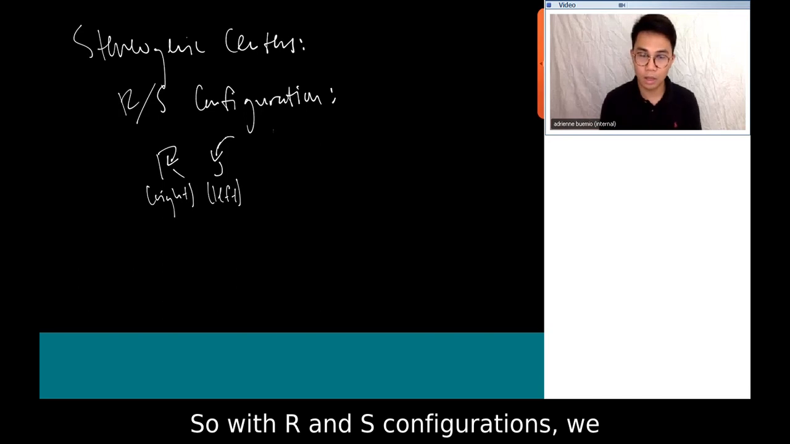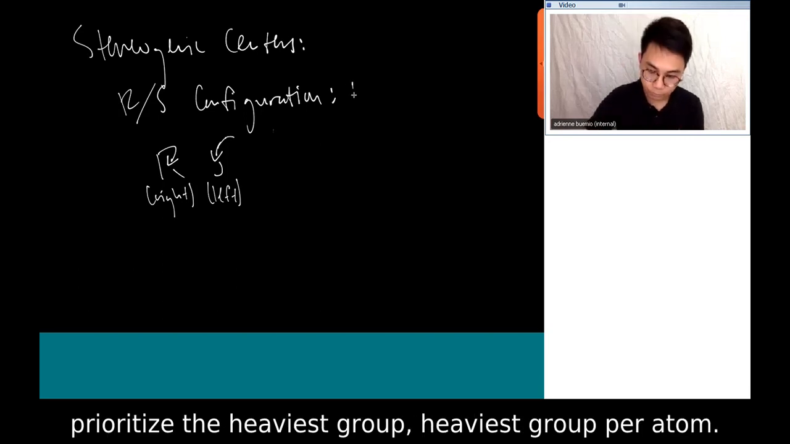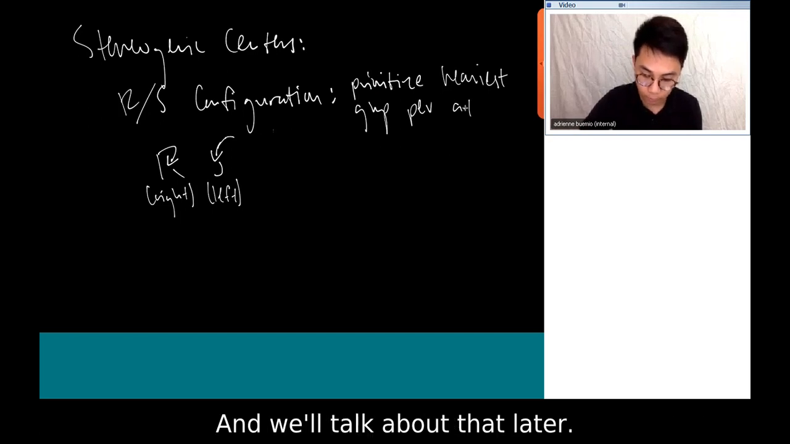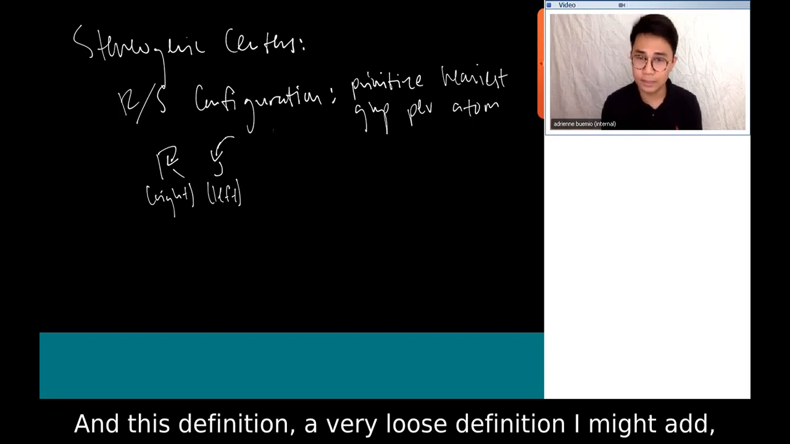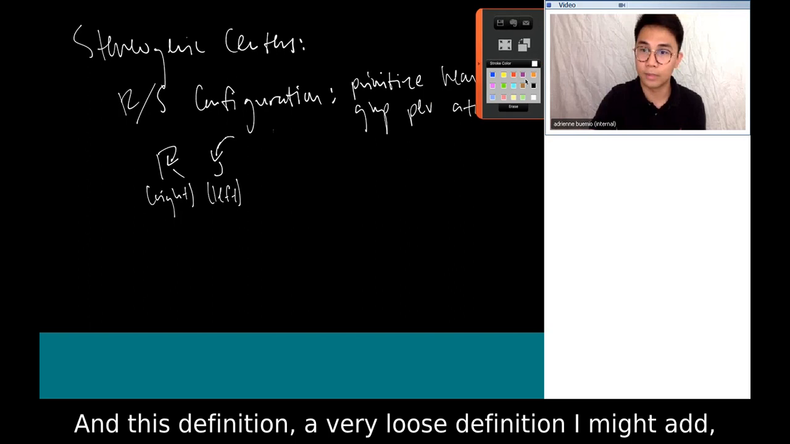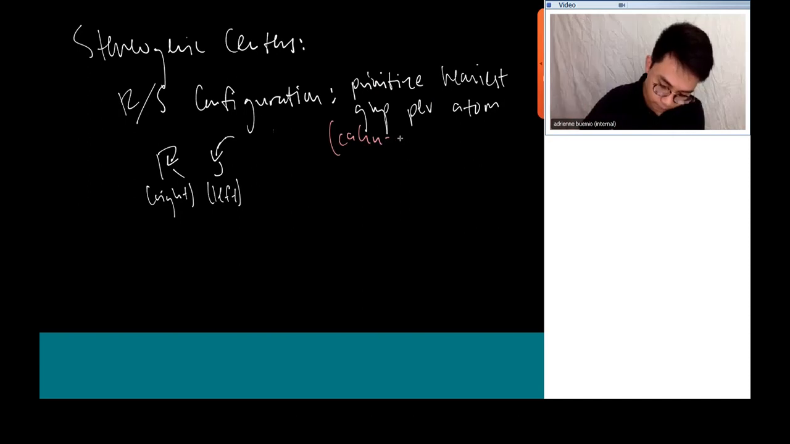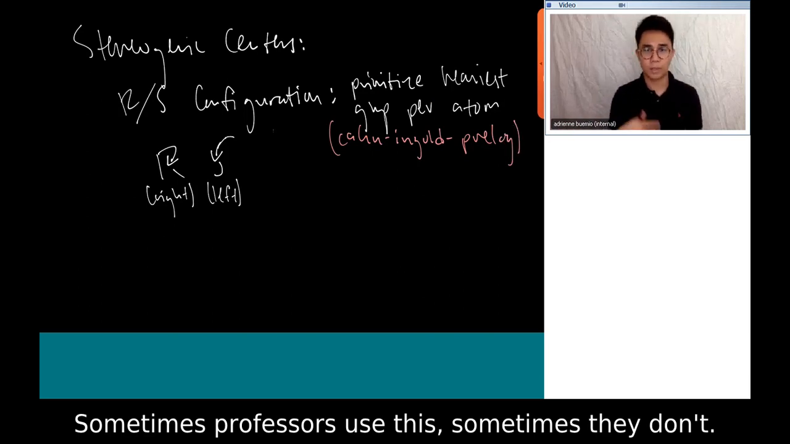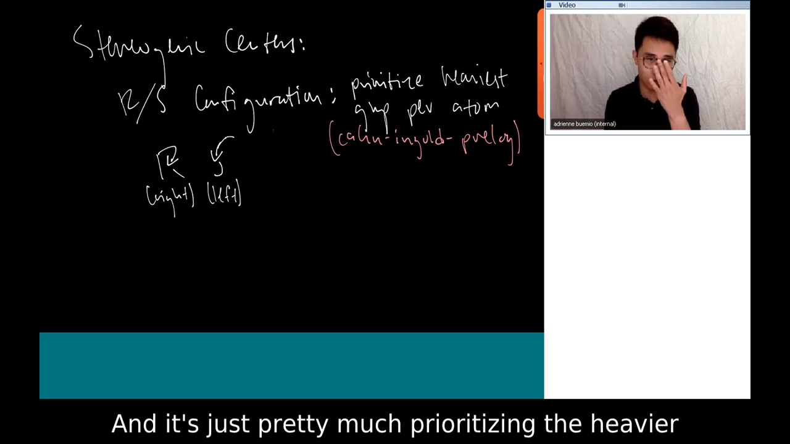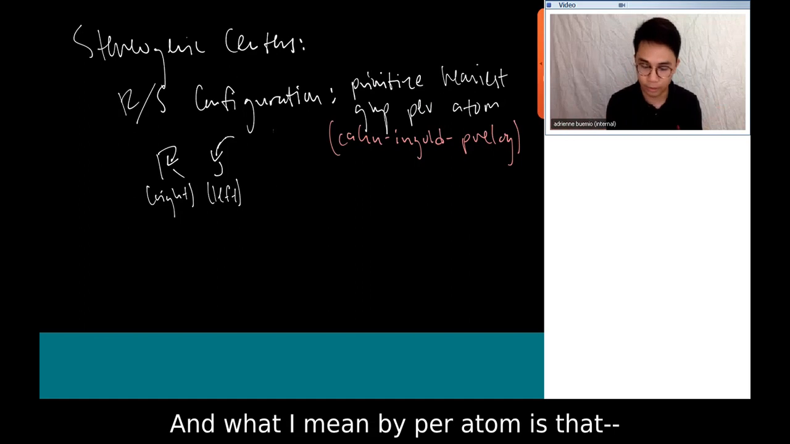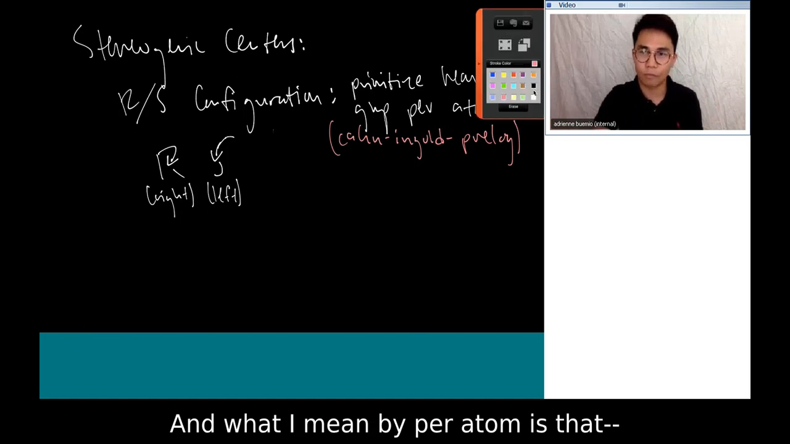So with R and S configurations, we prioritize the heaviest group per atom, and we'll talk about that later. Actually, we'll talk about that now. This, a very loose definition I might add, is called the Cahn-Ingold-Prelog rules. Sometimes professors use this, sometimes they don't, but it's pretty much prioritizing the heavier atoms per atom, right? And what I mean by per atom is, let's do an example.